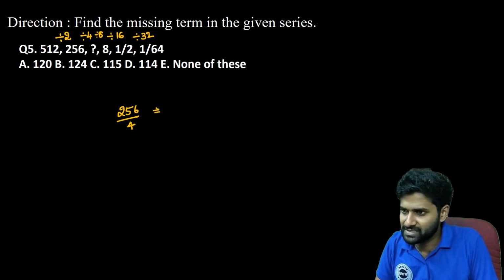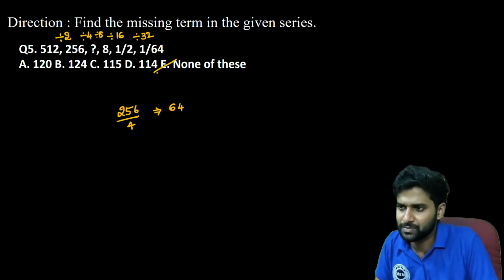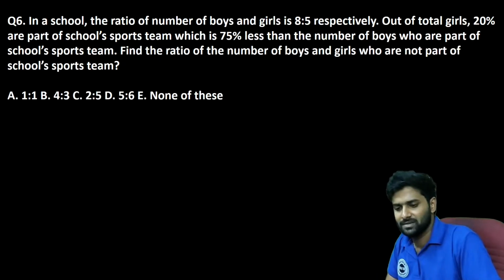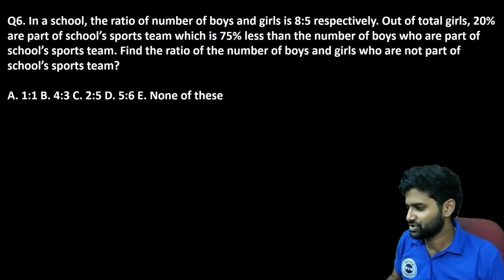Now see, 256 is divisible by 4. It's exactly 64. Again 64 is divisible by 8. It becomes 8. You can't see that option. Choose your option as none of this. On to the next one. Miscellaneous questions.